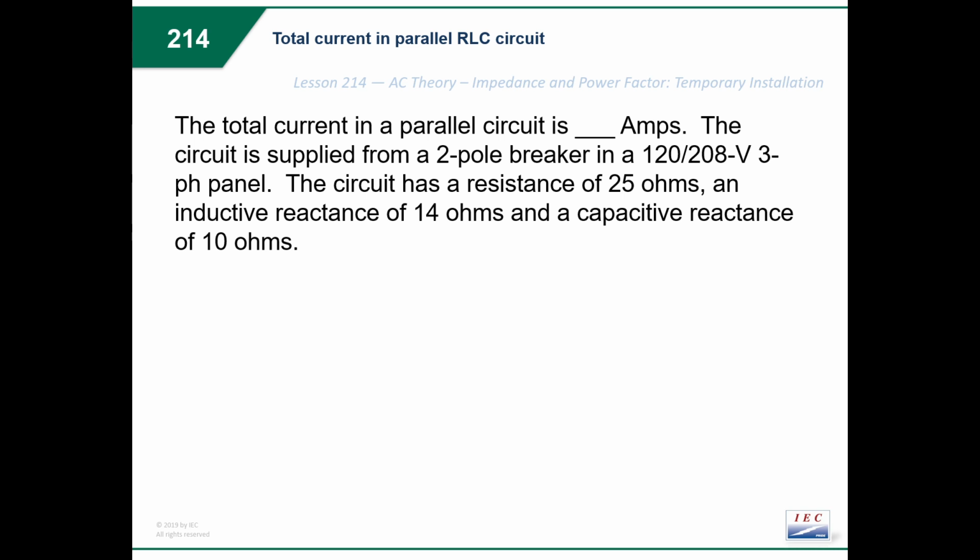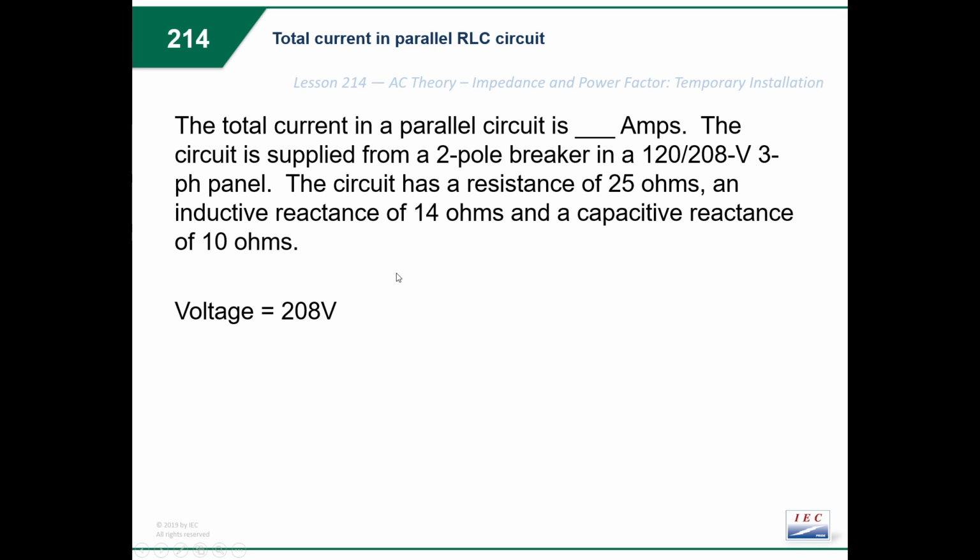total current in parallel RLC circuits. So in this case, the total current in a parallel circuit is blank amps. The current is supplied from a 2-pole breaker in a 120/208 3-phase panel. The circuit has a resistance of 25, inductive reactance 14, capacitive reactance 10 ohms. Again, they use the same values again.